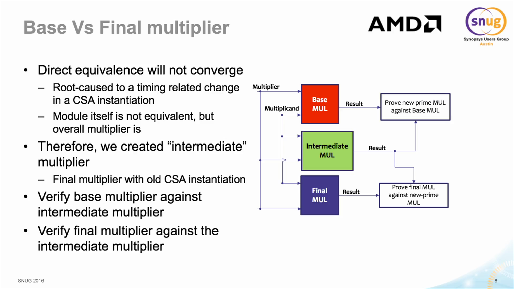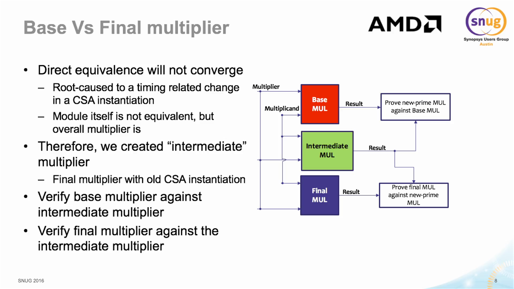So we created another version of final multiplier with the sequence of compression of partial products the same as in base multiplier. We call this version of multiplier intermediate multiplier. The plan was to prove intermediate multiplier against base multiplier and then prove final multiplier against intermediate multiplier.